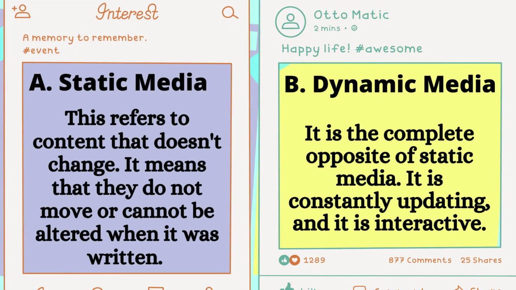Static media refers to content that doesn't change. It means that they do not move or cannot be altered once written. Whereas dynamic media is the complete opposite of static media. It is constantly updating and it is very interactive. Here are examples of static and dynamic media.